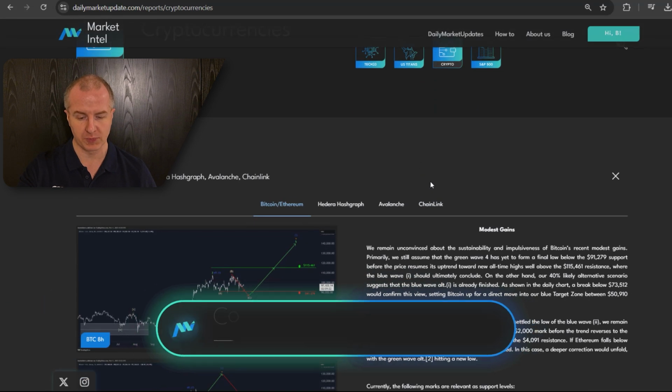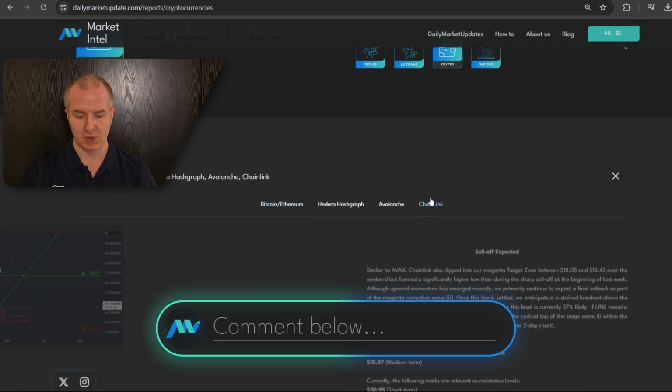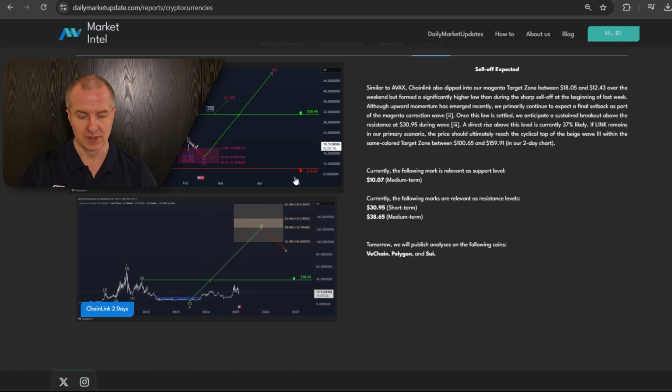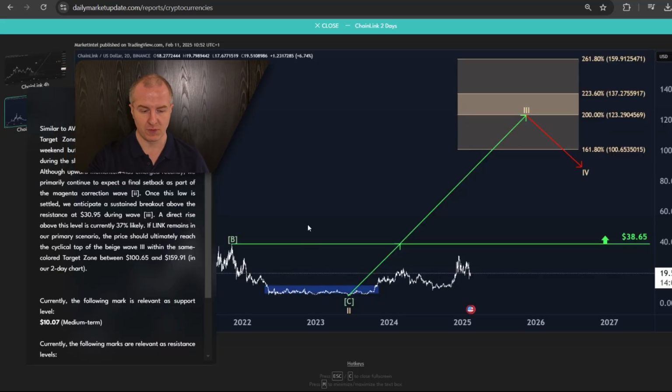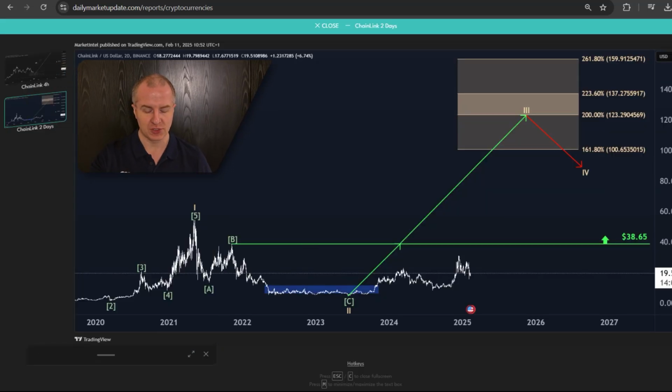We click on our cryptocurrencies section, click on the Chainlink section. So we cover various cryptocurrencies every single day, including Bitcoin and Ethereum every single day. And now let's take a look at the 2-day chart for Link. Let's see if anything has changed.